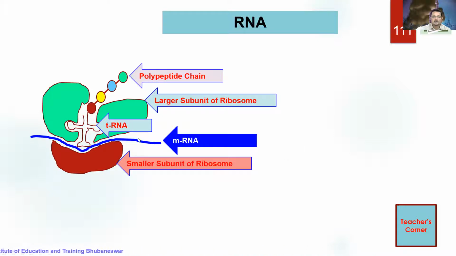So the whole machinery, how does it look like? You see here, these are the subunits of ribosome, the larger subunit, right? Smaller subunit. So messenger RNA is also attached to the smaller subunit, and transfer RNA has got also a group here. So it's an orchestra of all these RNAs that enables us to form the polypeptide chain.